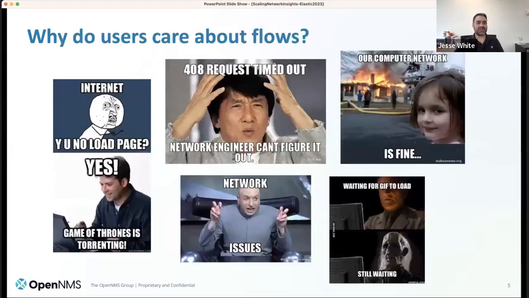So why do users even care about flows? Well, as we know, networks are complicated. There come to be a lot of problems with networks, and flows help us give additional visibility and observability of our networks, and give us more information around what's going on, right? So they give us some additional insights into what's happening, and give network engineers additional tools to figure out what the problem or source of the bottlenecks are.